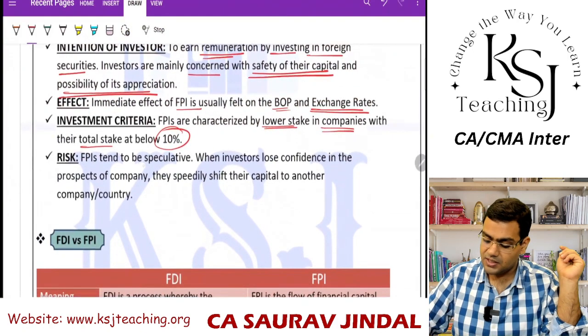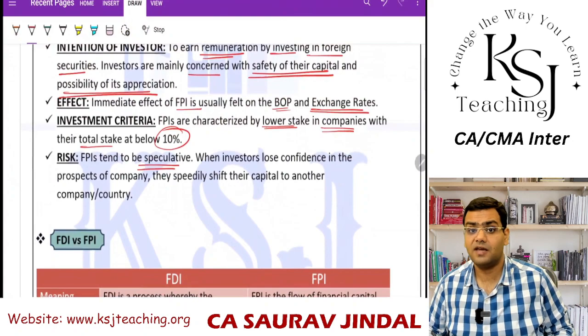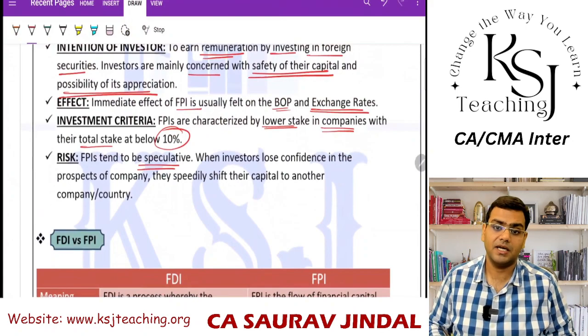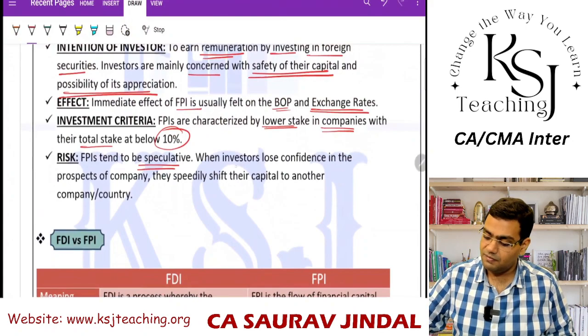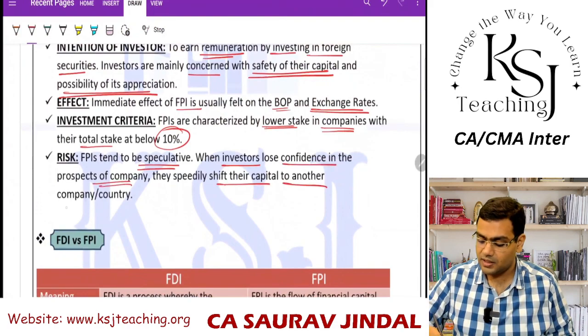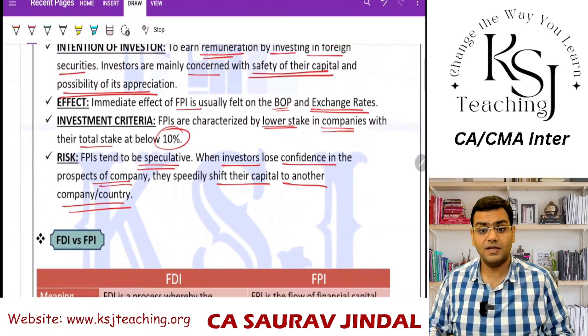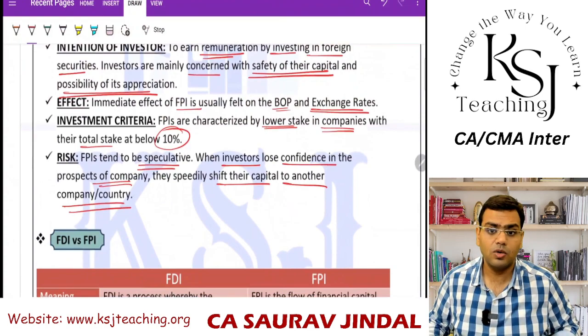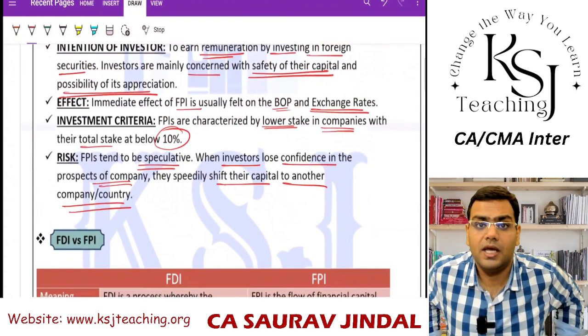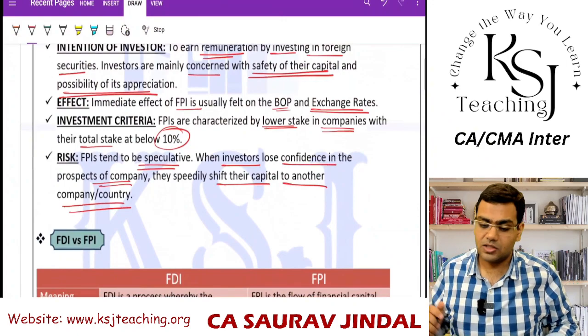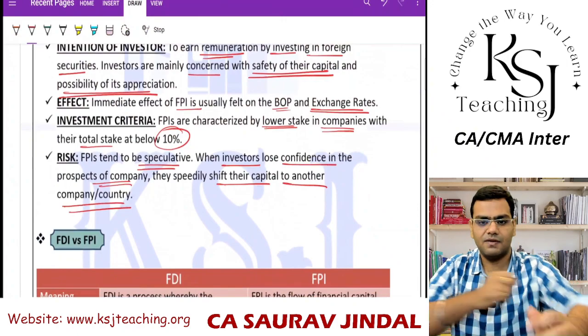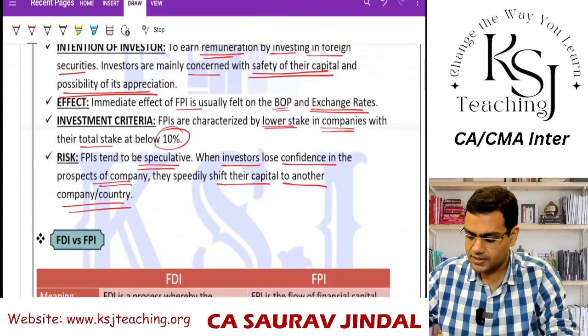Risk: the FPIs tend to be speculative. There is higher risk in the FPIs, right? Because they are dependent upon the market demand and supply. When the investors lose the confidence in the prospects of the company, they usually shift their capital to another company or the country. Now, if the investor sees that we might not be getting the good return in India on the bonds, or in the SBI, we might not be getting the good interest rates, they will withdraw the money and they will invest somewhere else. As simple as that, right?